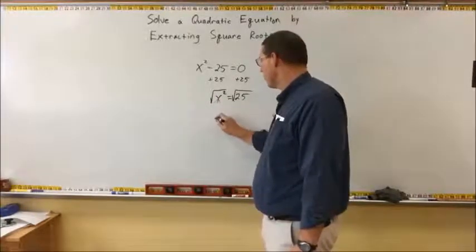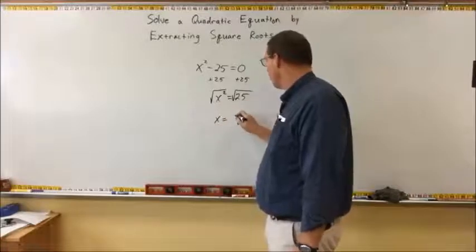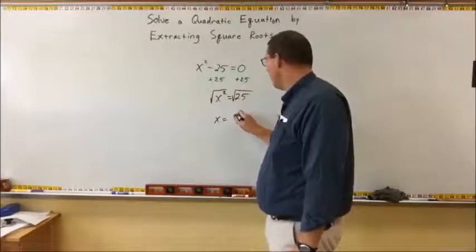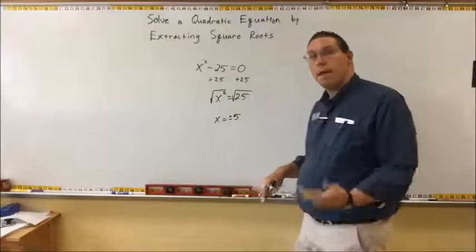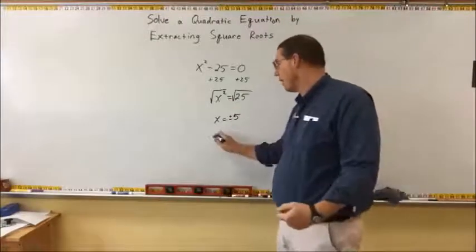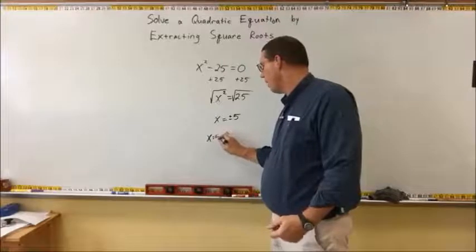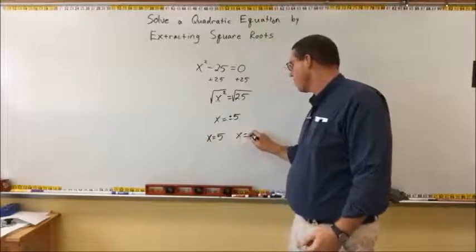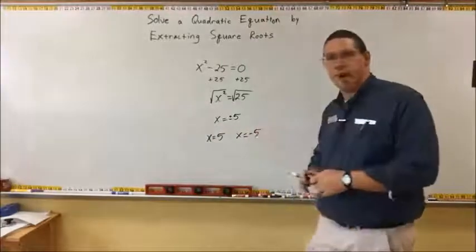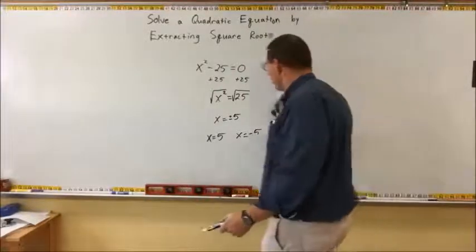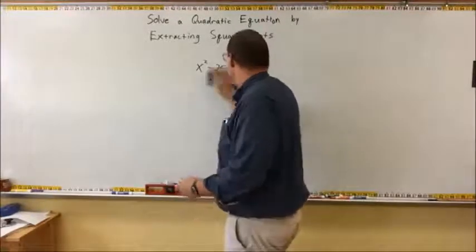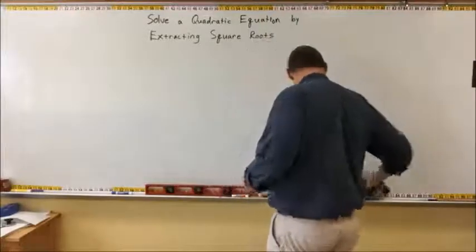The square root of x squared is x. The square root of 25 is 5, but because I did a square root, I have to do plus or minus. What that means is that there are two answers. x is equal to positive 5 and x is equal to negative 5. Okay? Let's do a couple more examples so you can really get at this extracting square roots idea.